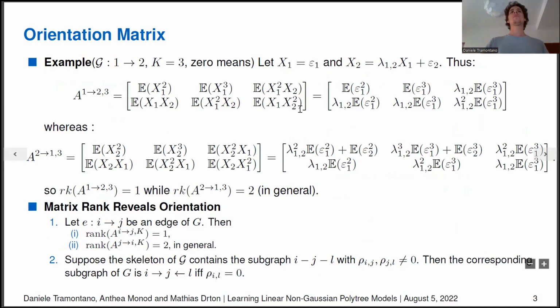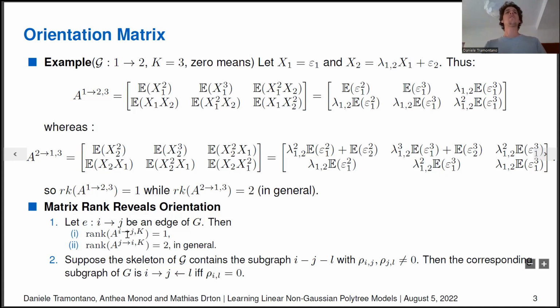To understand how this works, let's look at a simple example. We have an edge from 1 to 2, and then we see that the orientation matrix in this case is rank 1, and you can see that the second row is proportional to the first one, while the matrix associated to the other orientation is in general rank 2.